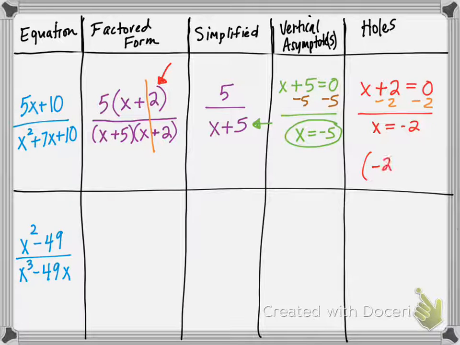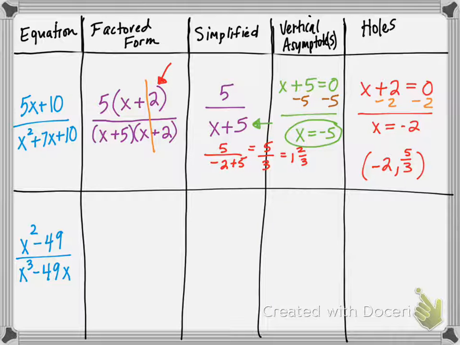So when we write our hole, we do write it as an ordered pair. So how do I find the y-coordinate? I look at the simplified form and I plug in negative 2 for x. So I would have 5 over negative 2 plus 5, which is equal to 5 over 3, and I could write that as 1 2/3. Or you could leave it as 5/3 if you wanted to.